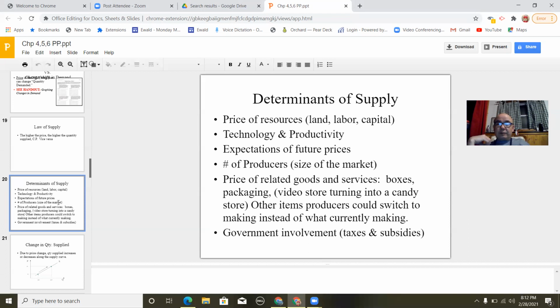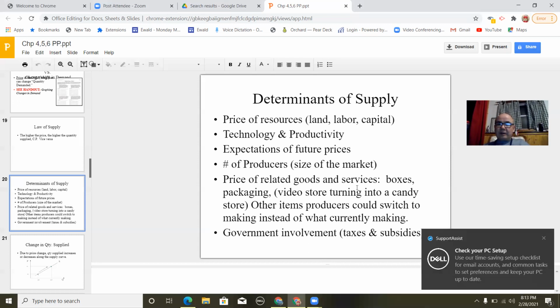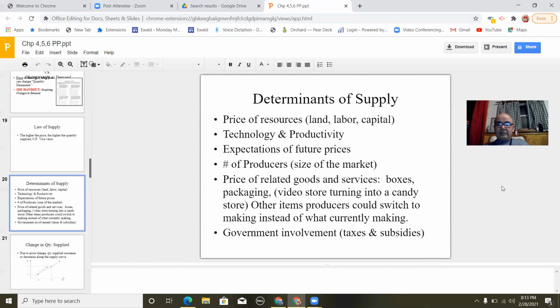wood-based furniture. There's an example here. We used to have an old video store in town, and the lady who ran that video store would sell a little bit of candy on the side, and she quickly realized that she was making more money selling popcorn and candy and sweets than renting videos. And so she quickly started renting fewer videos and selling more candy.